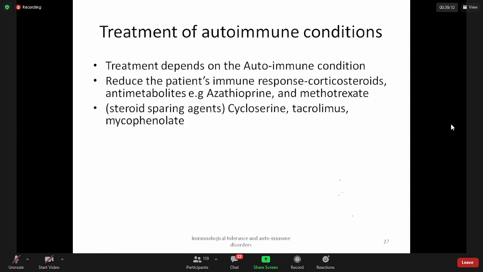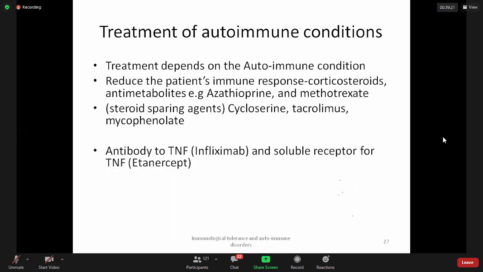But you can also give cell-sparing agents like cyclosporine. This should be cyclosporine, not cycloserine, because cycloserine is an antibiotic. This should be cyclosporine. We can give tacrolimus. So cyclosporine is a calcineurin inhibitor. I think if you can remember how T cells work, they use calcineurin. So this cyclosporine is a calcineurin inhibitor. So it suppresses cellular and humoral immunity, and this normally suppresses the T cells. We can also give these individuals tacrolimus. Tacrolimus acts like cyclosporine because they are both calcineurin inhibitors.